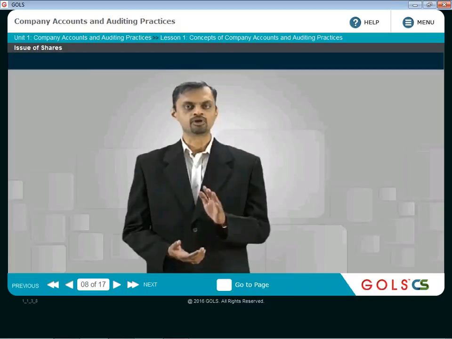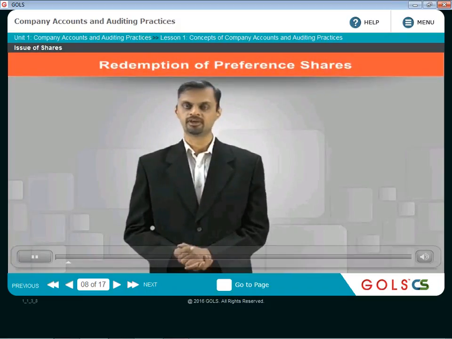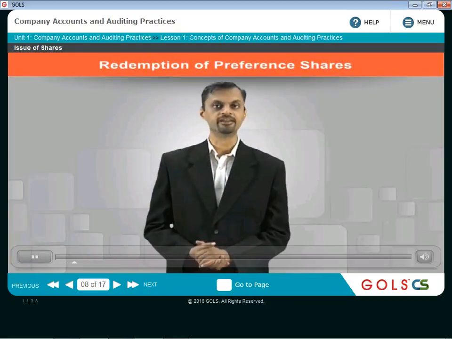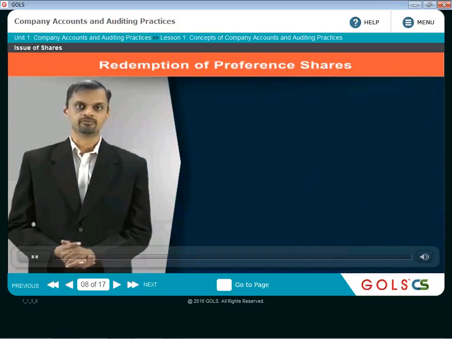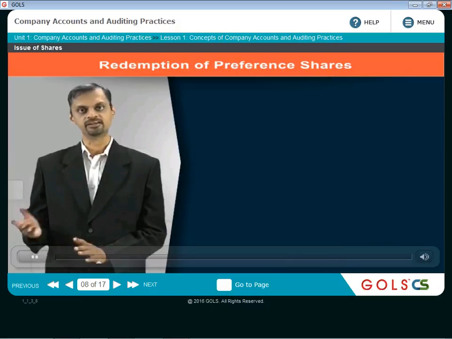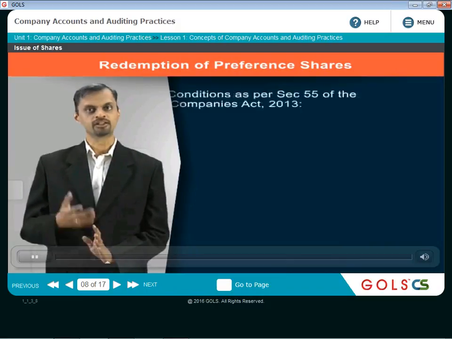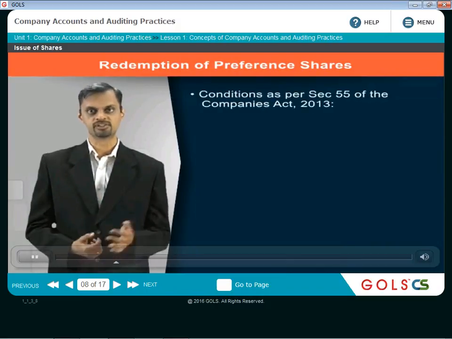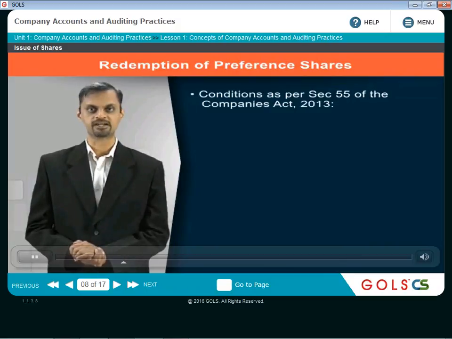Now coming to redemption of preference shares. We earlier said that in India irredeemable preference shares are not allowed. Even redemption can happen within a maximum of 20 years, and 30 years for infrastructure projects. So what are the conditions for redemption of preference shares as per section 55 of the Companies Act 2013?